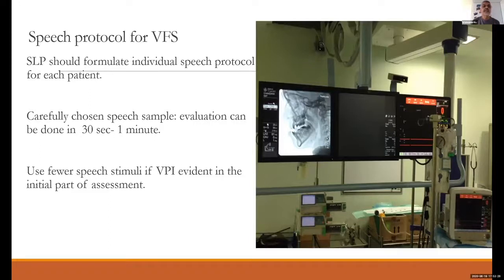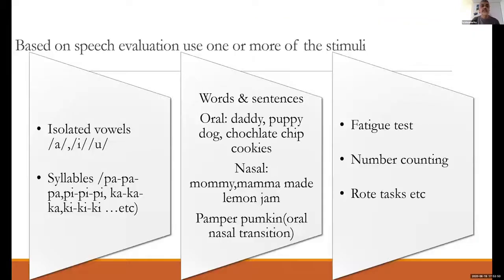So once again, we've already seen the speech protocol things. I will not waste any of your time going through that again, except to say that Aparna tells me that if VPI is evident in the initial part of assessment, she uses fewer speech stimuli, tries to get this done quickly. That's the only difference. The next slide, please. And these are the stimuli that she uses. We've already seen that. And she says that based on the speech evaluation, you may not do the whole thing, that it may be a shorter procedure as well. So that is efficiency, makes everybody happy. You have your diagnosis. Next slide, please.